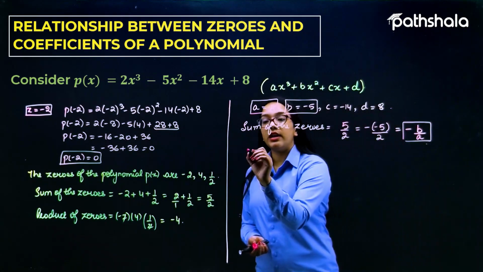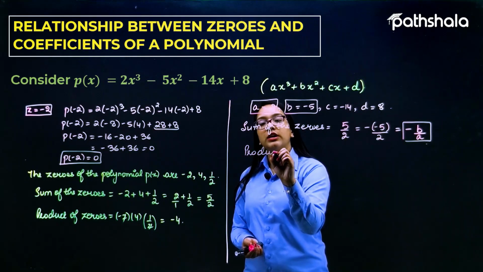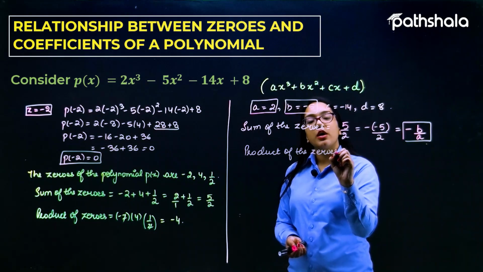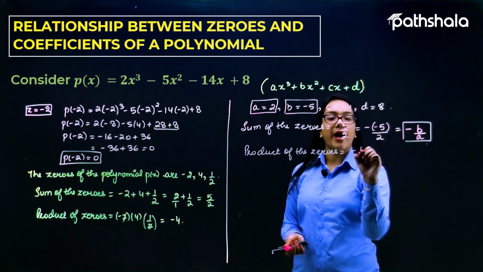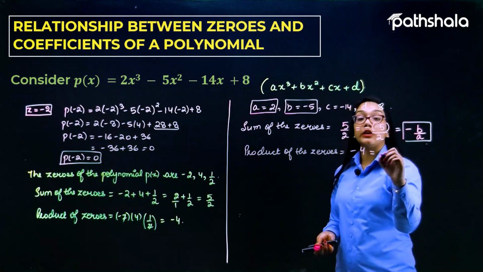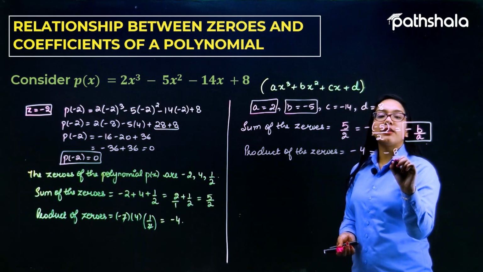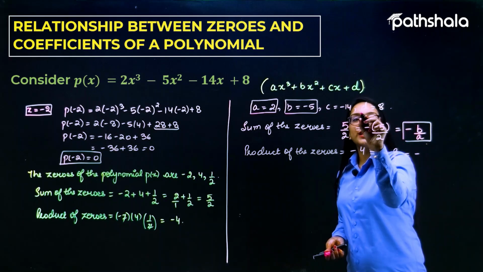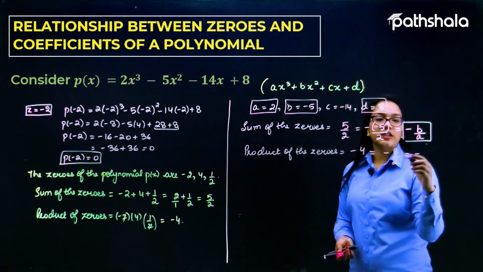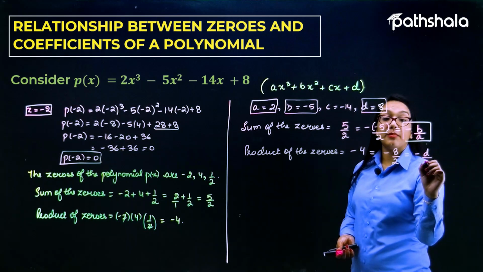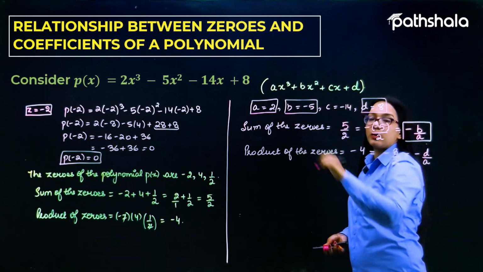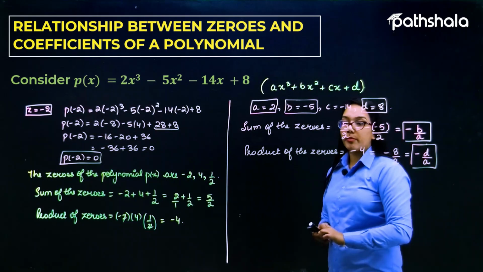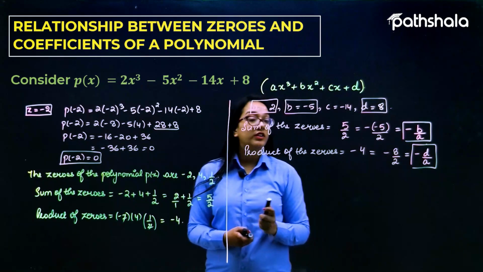by a. Let's talk about the product of the zeros. The product of the zeros is nothing but minus 4. We can express it in the form of minus 8 by 2 as well, and this is nothing but minus 8. Or we can say d is equal to 8. It means we can express it as minus d divided by a, as a is equal to 2. So at the end, we again get a relationship: the product of the zeros is nothing but minus d by a.